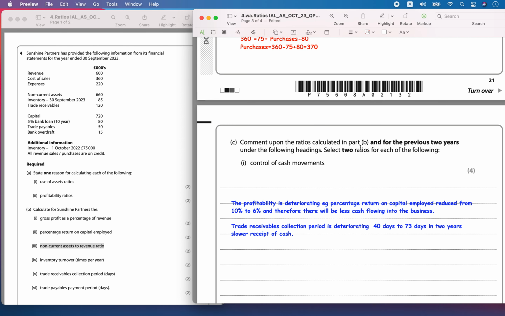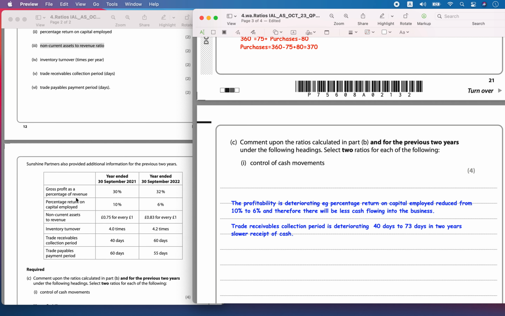Next, comment upon the ratios calculated in part B and for the previous 2 years for the following headings. Select 2 ratios for each of the following. Control of cash movements. So we can use the profitability ratio and trade receivables collection day period. This is the data that is given, and comment on the ratios in part B and the previous 2 years, which is given under the section heading select 2 ratios. So first one is for the cash movement.